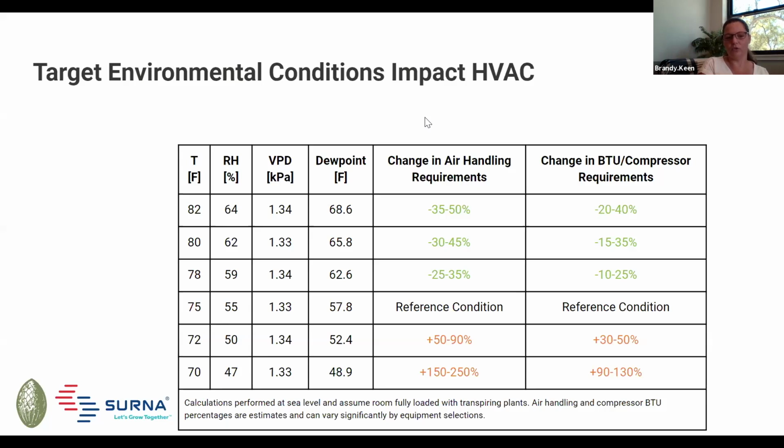And so just for reference here, when we ran all of these, if you notice this, the vapor pressure deficit on all of these parameters is essentially the same, right? But the dew point temperature changes dramatically from 70 degrees Fahrenheit and 47% relative humidity to 82 degrees and 64% relative humidity. What that means is at 70 degrees and 40% RH, the performance of my equipment is dramatically lower than it is at the reference condition.